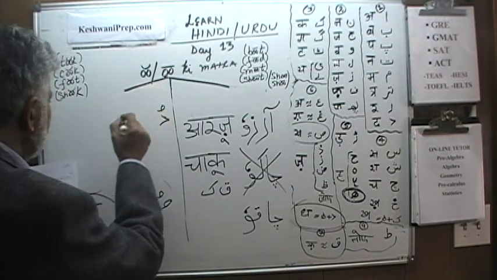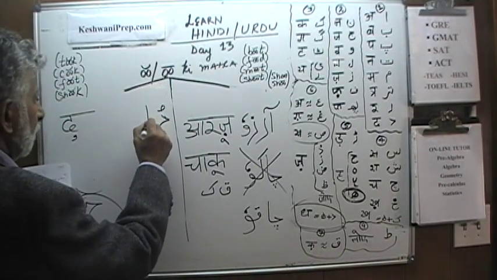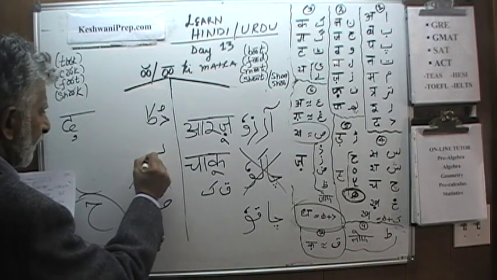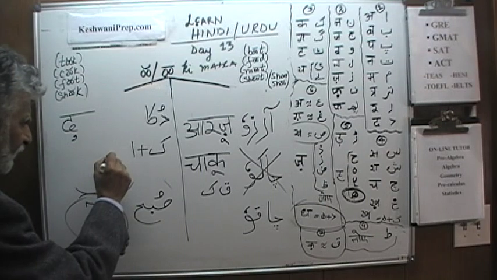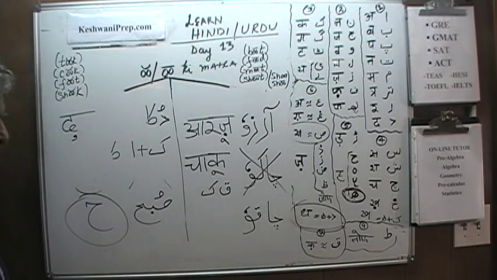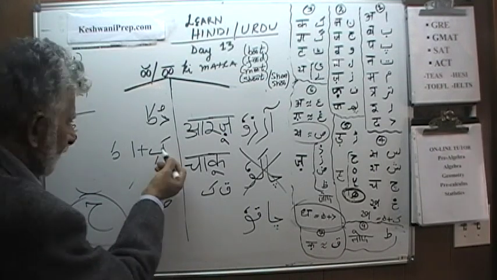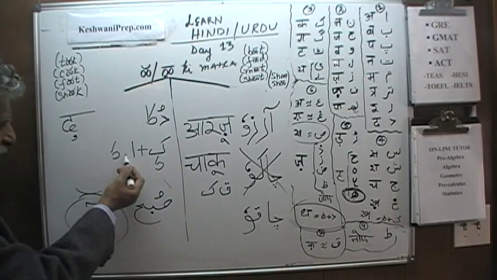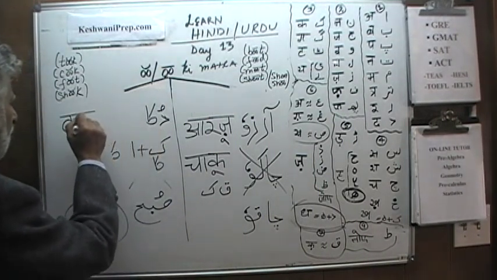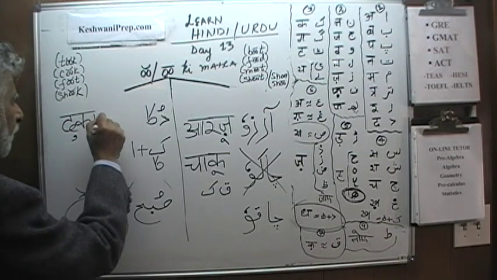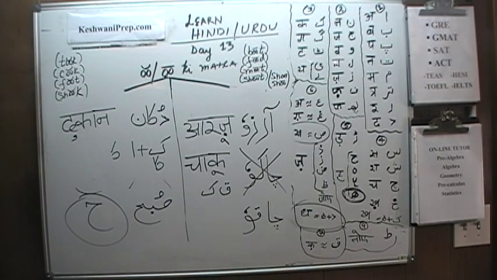Dal, du, ka, so this is kaf and alif. When kaf is about to join alif, it takes this form. Let me put it underneath it. It takes this form. This guy looks like this. And when it joins alif, it just joins alif. Du ka. No. Dukan. Dukan.